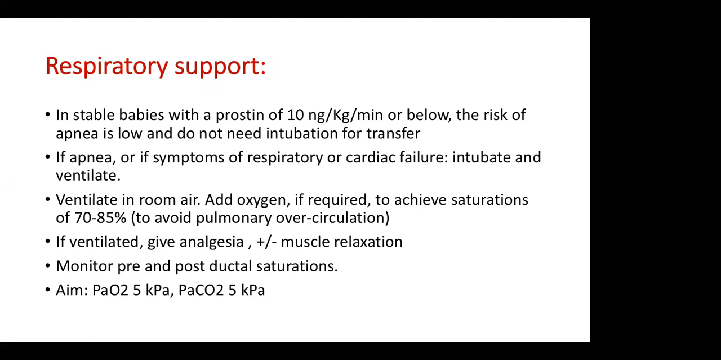Don't aim for a higher saturation, because if you do so, you might achieve higher saturation, but at the expense of pulmonary overcirculation and low cardiac output, and the patient will have high lactate and acidosis. If you ventilate the patient, please give some analgesia plus or minus some muscle relaxation, because it decreases the oxygen consumption and it improves the cardiac function. Monitor pre and post ductal saturation in those cases, and aim for PaO2 of 5 and PCO2 of 5. This is a magic number that is easy to remember.